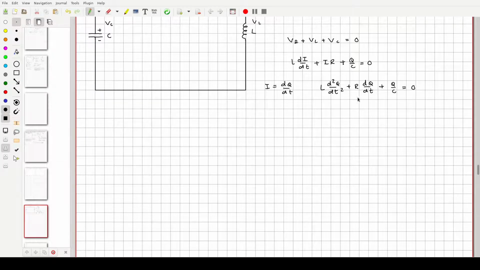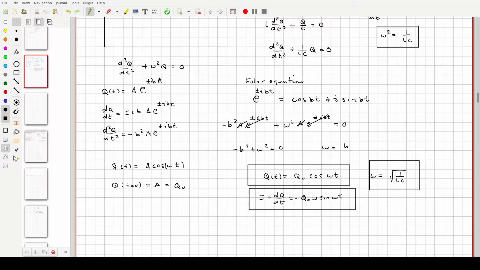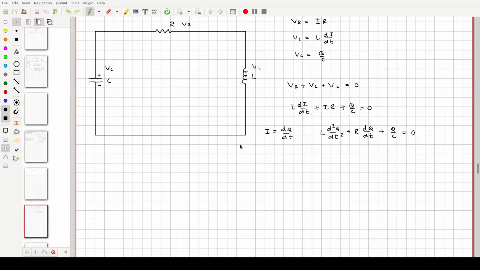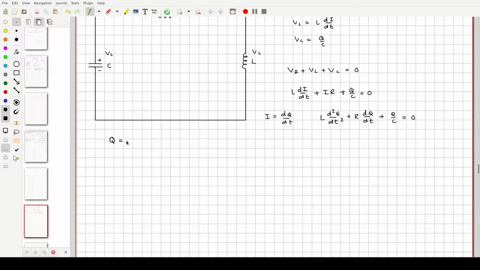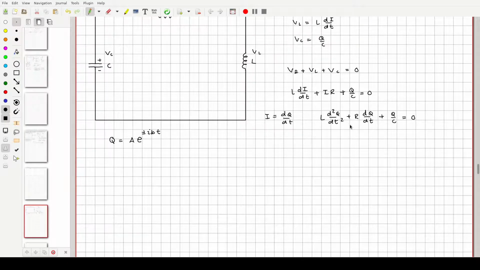Now, the approach to solving this is identical to the solving of our equation right here, I believe. What we did is we guessed a solution that looks something like this, and we're going to do the same thing here. We're going to guess a solution that looks something like Q equaling A times E to the plus or minus I bt. We're going to guess something like that. Okay? Now, to massage this into the form that I want, what I'm going to do is divide both sides by L. That way, our leading derivative term here with two derivatives is a little cleaner.